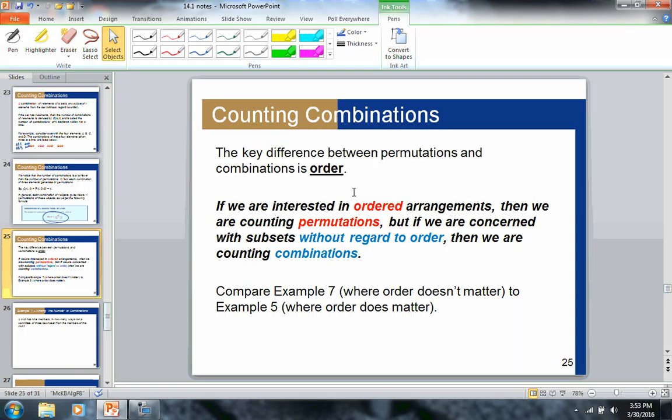Now we're going to do example 7 next. But here what they're referring to is example 5, and that was what we did in the previous section of notes. Oh, I'm sorry, I said that wrong. If you want to look at example 5 where order does matter because it was a permutation, you can compare that to what we're going to do next in example 7 where order doesn't matter.